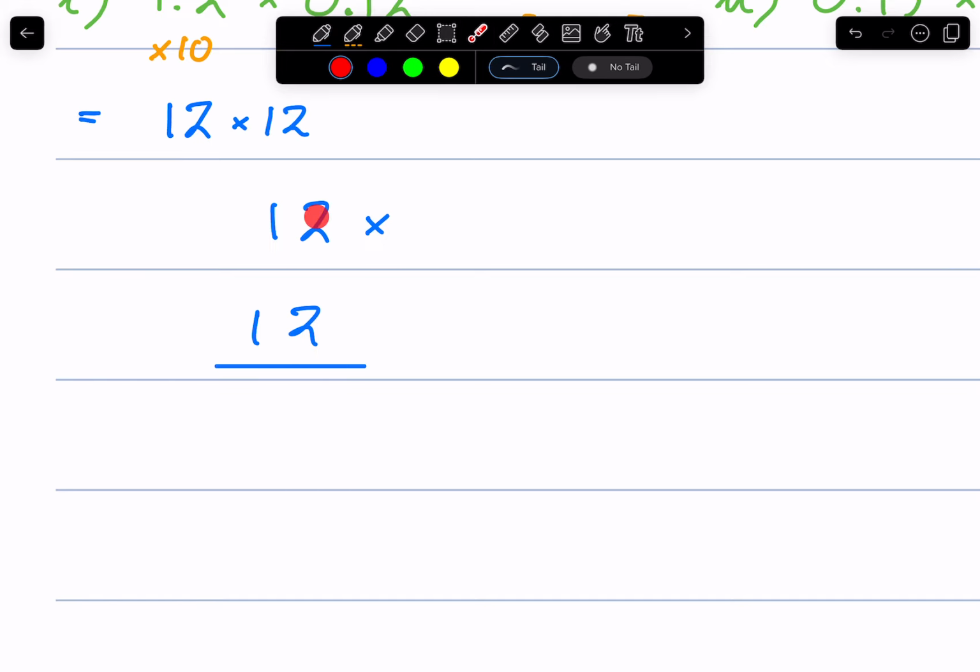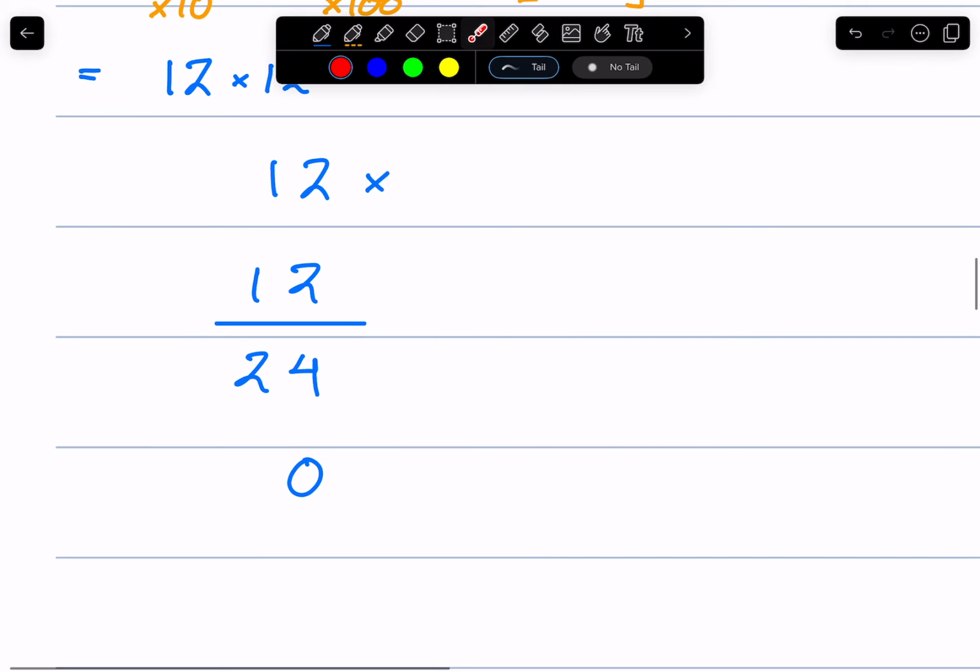So here we go. 2 times 2 gives us 4. 1 times 2 gives us 2. So we're finished working with this 2. We are now working with this number 1, which is really a 10. So we would put a 0 here. And so now we go 2 times 1. That gives us 2. 1 times 1 gives us 1.